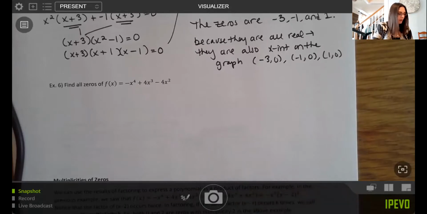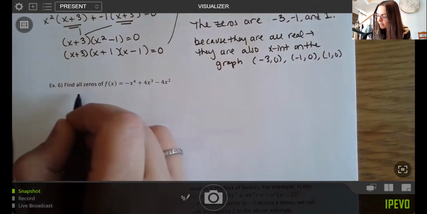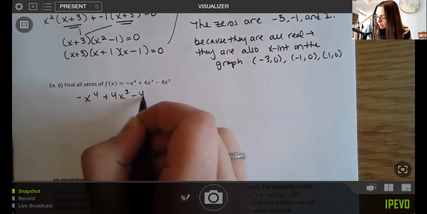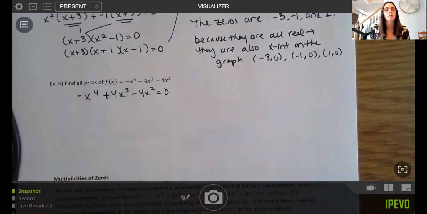All right, let's do another one. So for the zeros, I'm going to set the entire function equal to 0. And I'm going to look and see if I have a GCF here that I can factor out. And let's see, I'm noticing that they all have at least an x squared term.